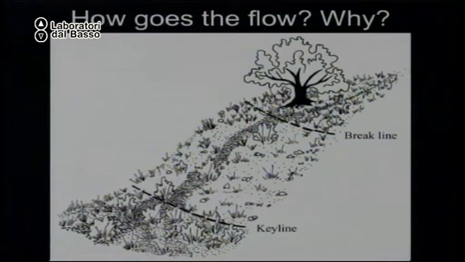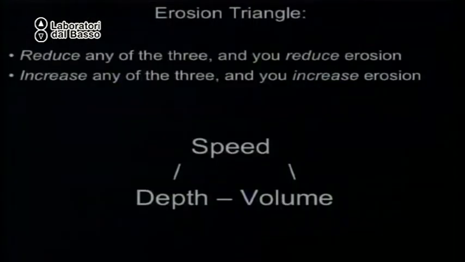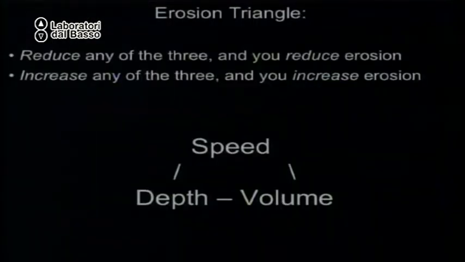So here is a slope, more gradual slope, then a steep slope, and then more gradual again. Where are we going to have most erosion? Here, here, or here? Yeah, and here. Because we have a steeper slope. So we will increase the speed.